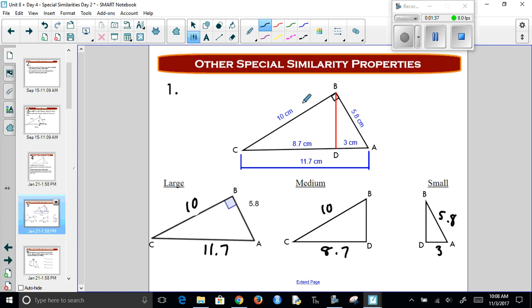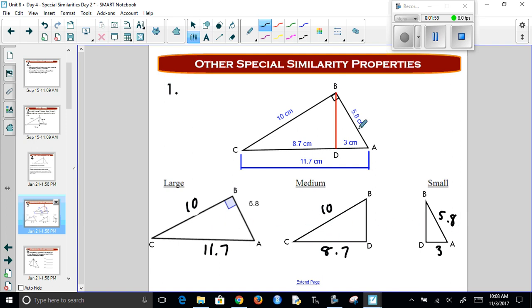Now, we could find BD by measuring it, or we could use the Pythagorean theorem to find it. But what I wanted to see is if I took 11.7 divided by 10, you'll get the same number as 10 divided by 8.7. These are going to be similar triangles, and so is this.